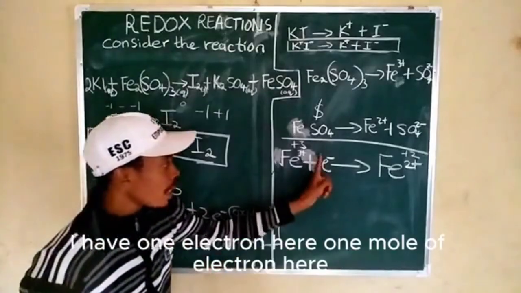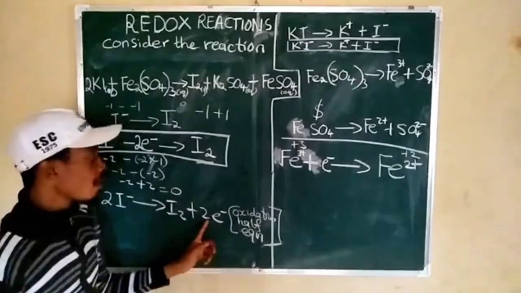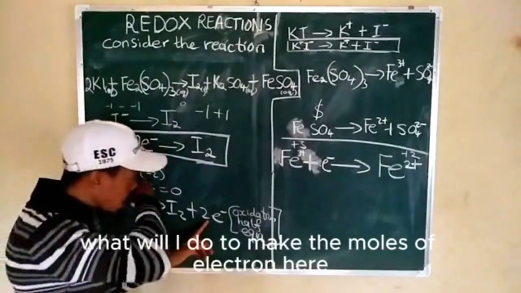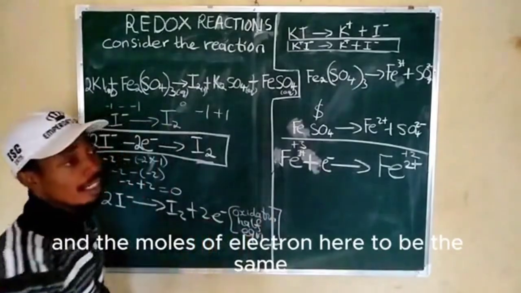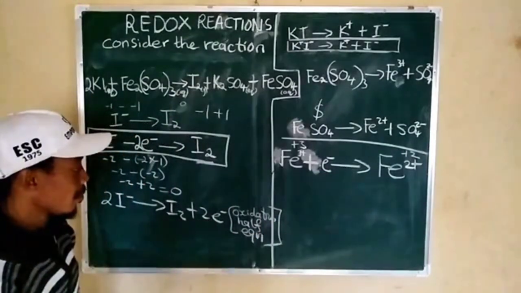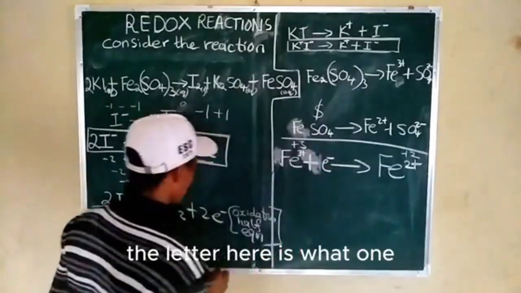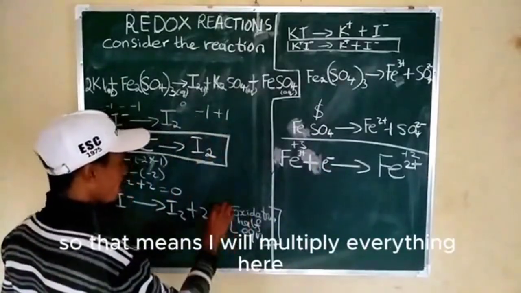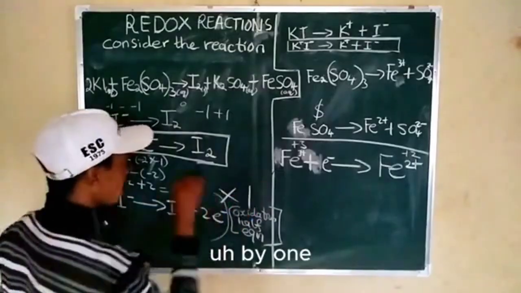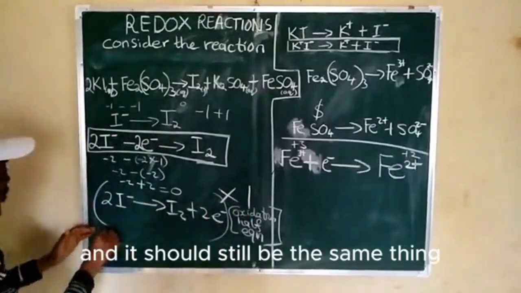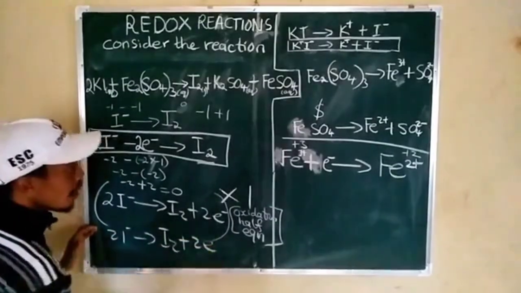I have 1 electron here, 1 mole of electron here, and then I'm having 2 moles of electron here. What will I do to make the moles of electron here and here the same? The coefficient of the electron here is 1, so I will multiply everything here by 1, and it will still be the same thing. That's 2I⁻ give me I₂ plus 2e⁻.